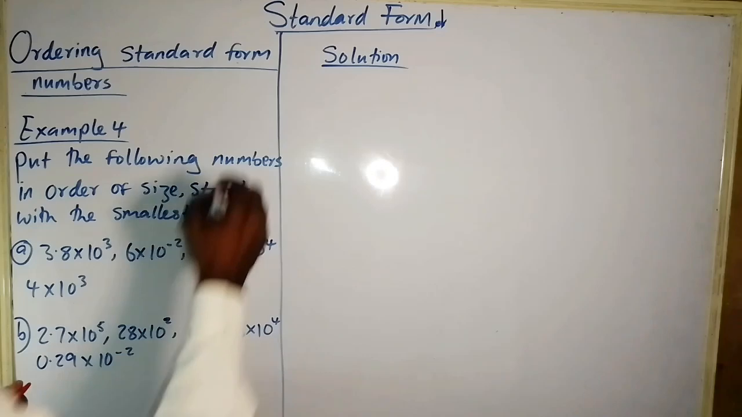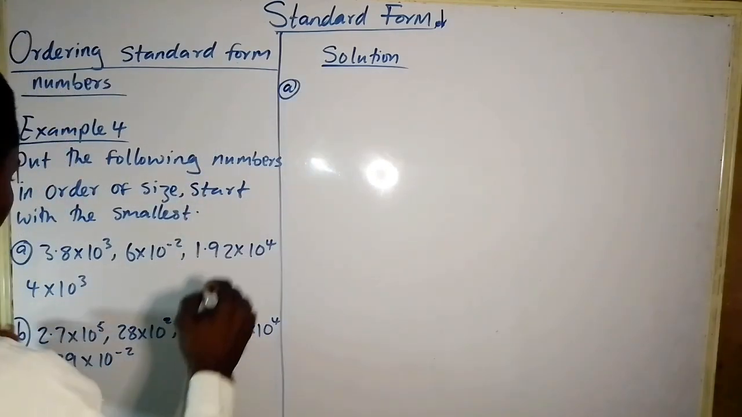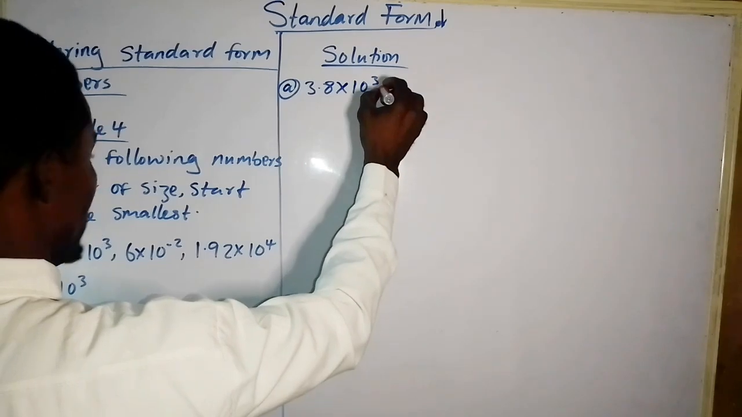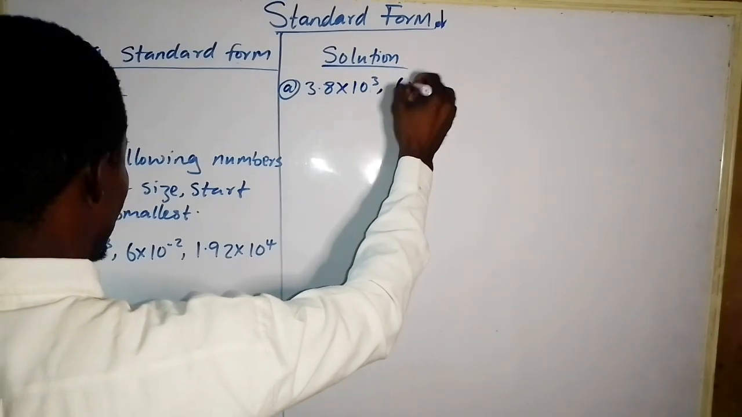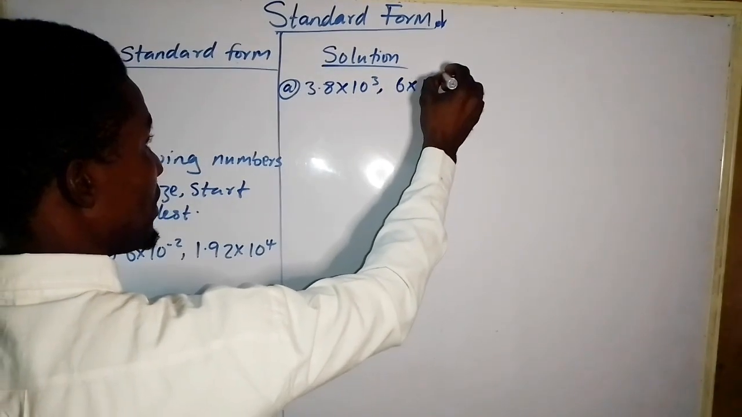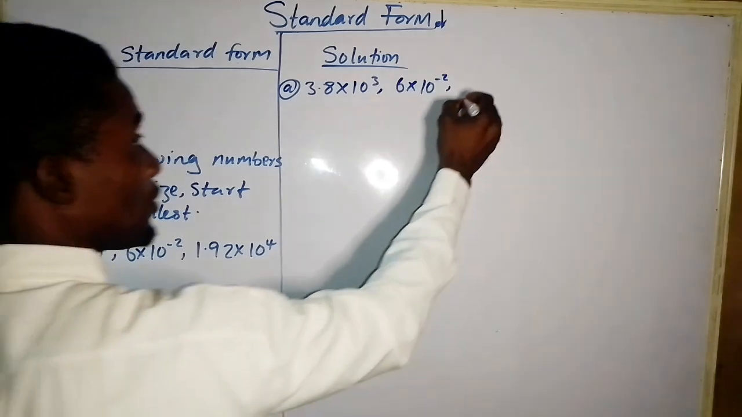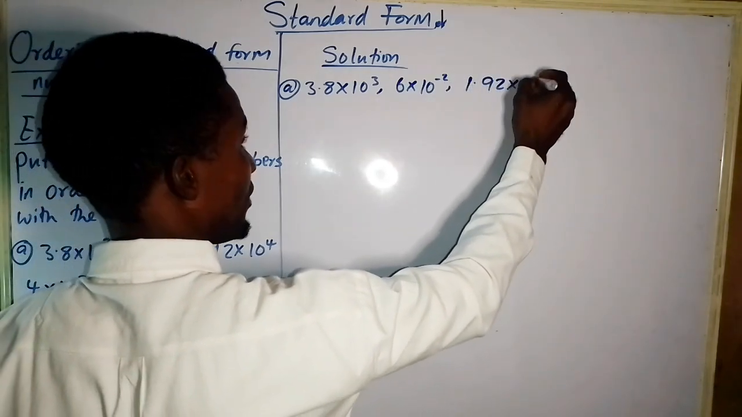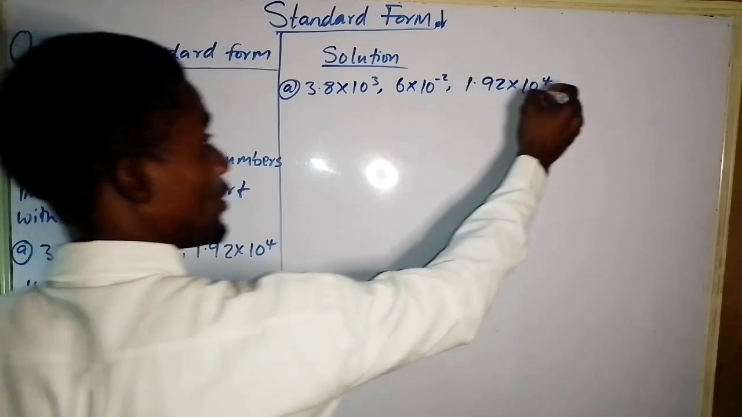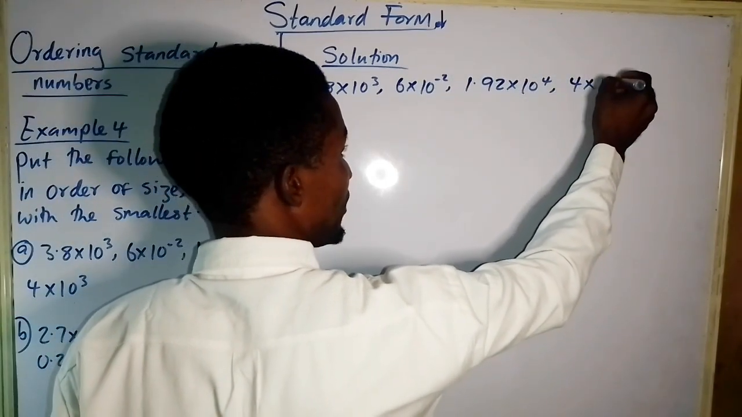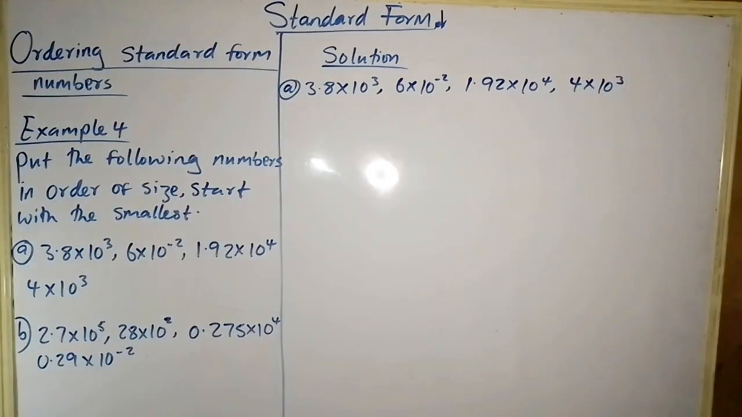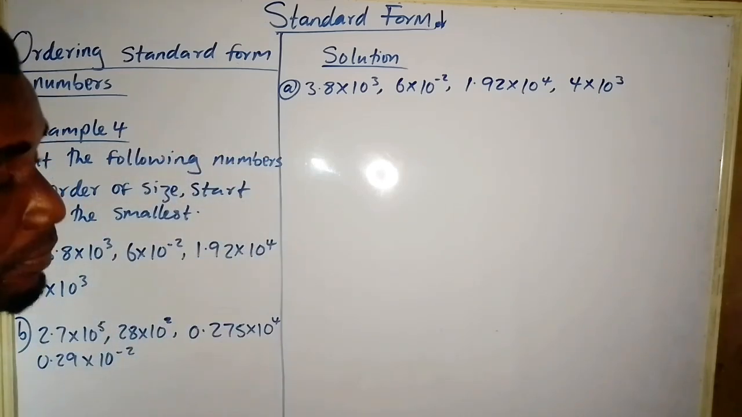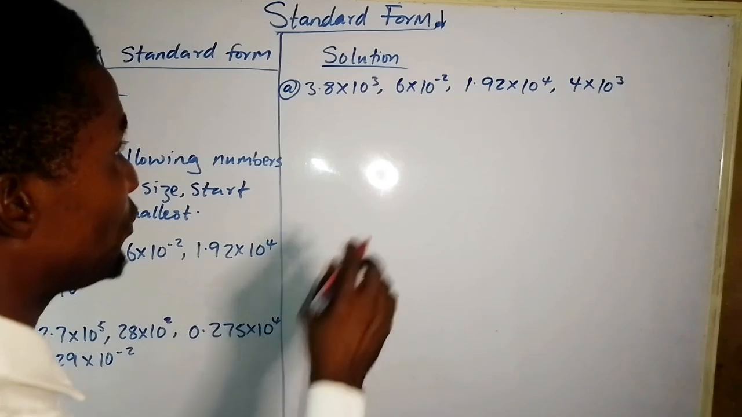Now, let's go. The first question: 3.8 times 10 raised to power 3, comma, 6 times 10 raised to power minus 2, comma, 1.92 times 10 raised to power 4, comma, 4 times 10 raised to power 3. Now we're going to order these numbers from the smallest to the biggest. How are we going to go about it?